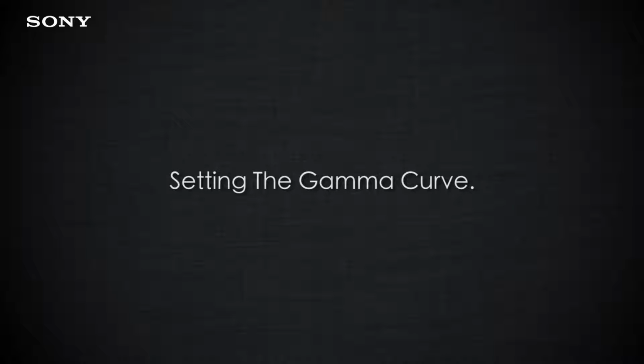The gamma setting affects the contrast of the picture and the dynamic range that can be captured. That's the range from the deepest shadows to the brightest highlights that can be captured in one go.